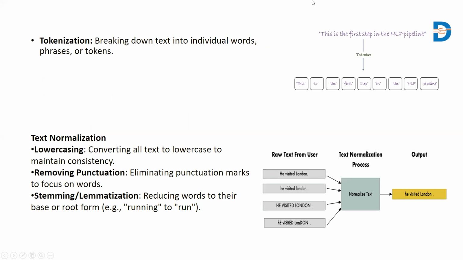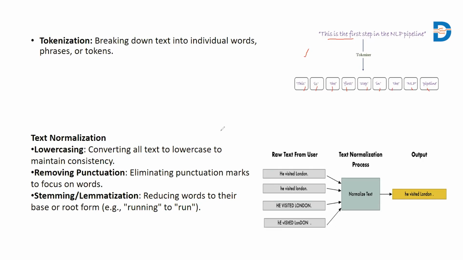What does tokenization mean? Breaking down text into individual words or phrases, called tokens. Suppose you have some text; they will break down this entire text into individual words or phrases or tokens, in any form. This is exactly what tokenization means. Then coming to the second technique, text normalization.